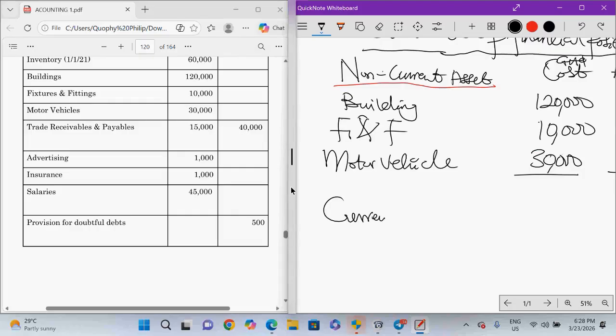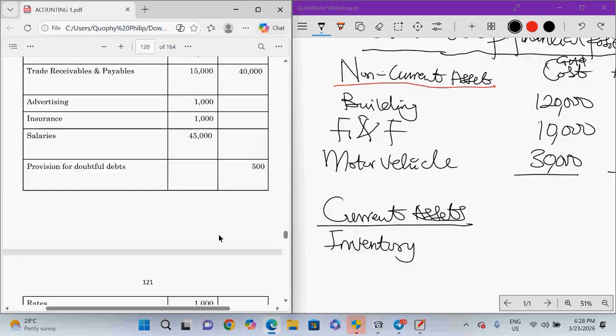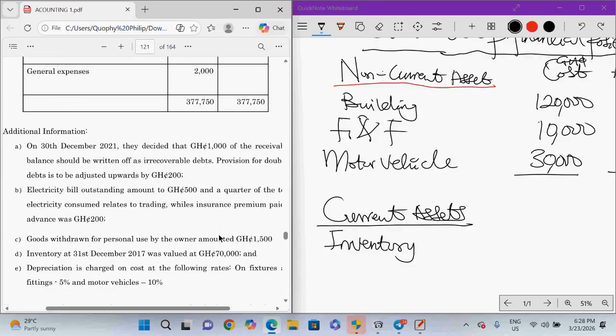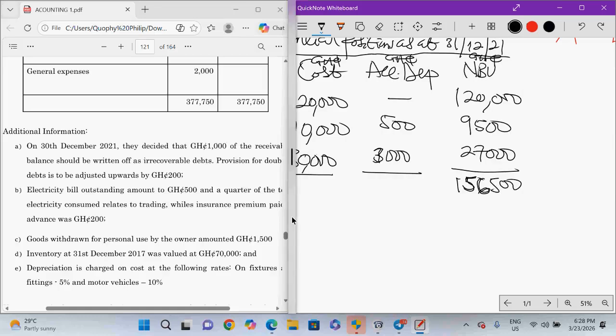Current assets. We start with the closing, sorry, closing. Here we do the closing inventory. What is the closing inventory? It is in the additional information. It should be there. Where is it? 70,000. Okay, so 70,000 will come here.